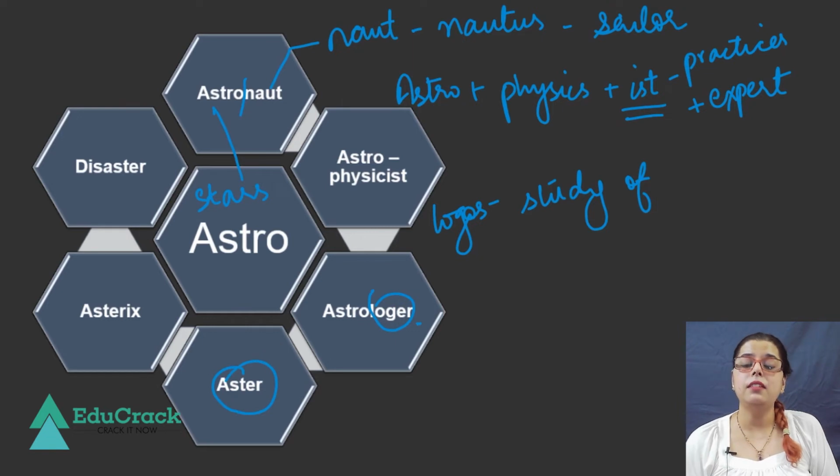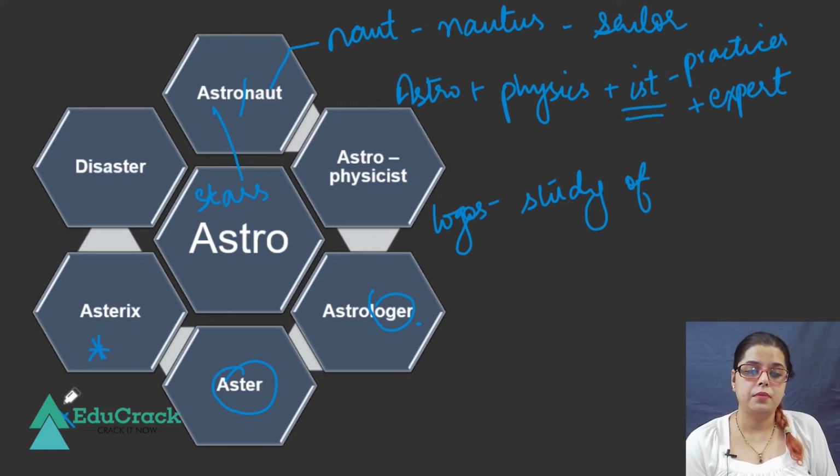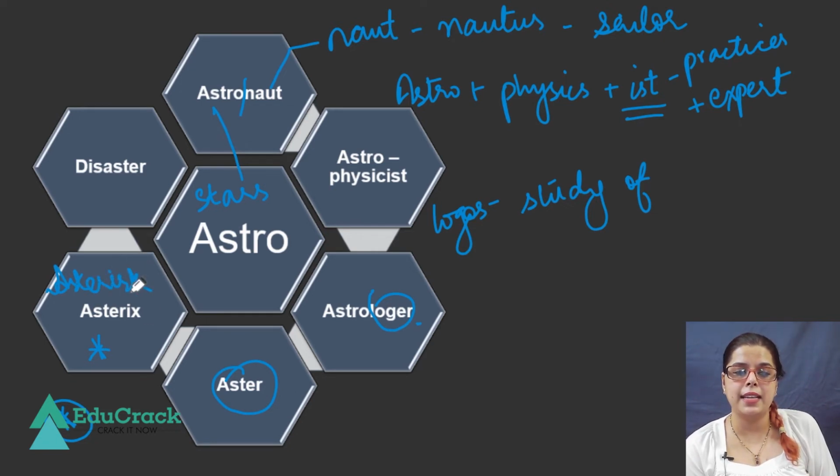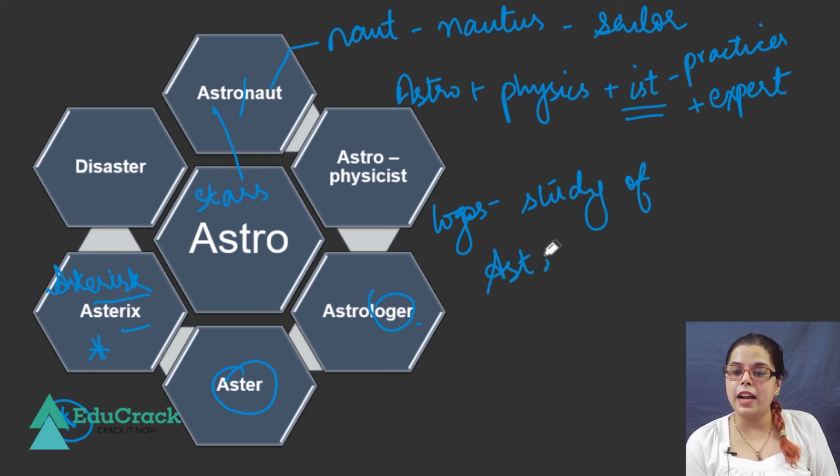Then we have Aster. Aster is basically a 5 or a 6 petaled flower that looks like a star. So it is basically a star-shaped flower. We have Asterisk. This sign here is called an asterisk. It is a star-shaped sign. The alternate spelling of asterisk is also this. A lot of people write asterisk with an IX, and a lot of people write asterisk as RISK. So the correct spelling is actually asterisk, but some people also write asterisk with an IX.